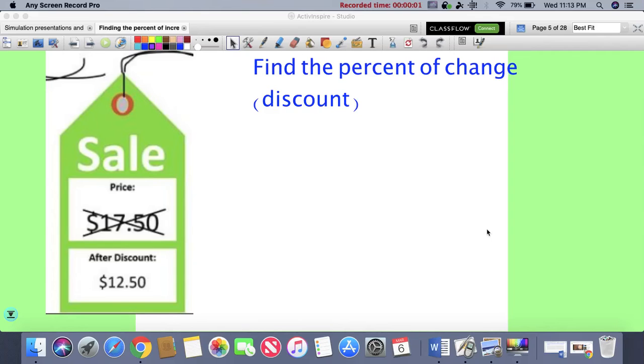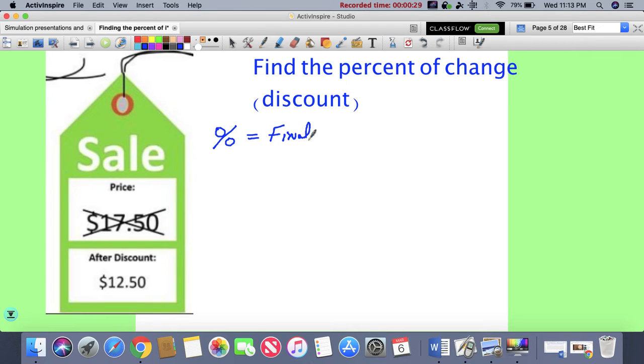Okay, let me do this problem. Actually, there's several problems. So what I want you to write first in the beginning is this, which is the same thing we had over here, right? The percent of change. So we can write the percent is equal, what do we write here? Final. Okay, final minus original divided by original.